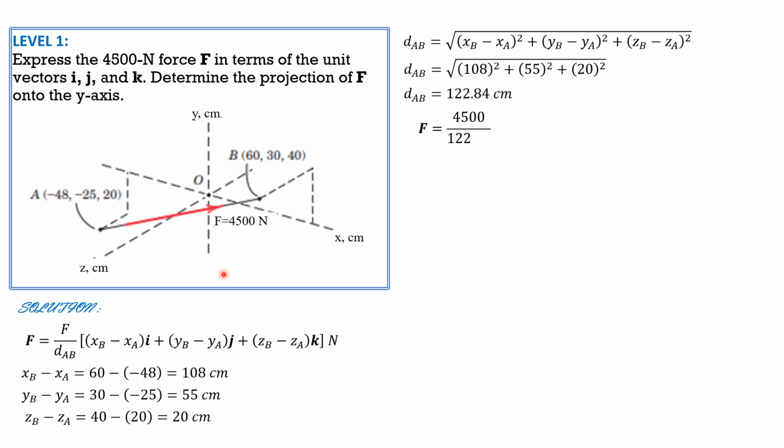So substitute here, where magnitude of F is 4,500. So 4,500 over 122.84 times quantity 108i plus 55j plus 20k. Using your calculator, F is 3956i to 4 significant figures plus 2015j plus 732.7k newtons. And the projection of F onto the y-axis is simply Fy. This is the y component of F, so 2015 newtons. So that's for level 1.